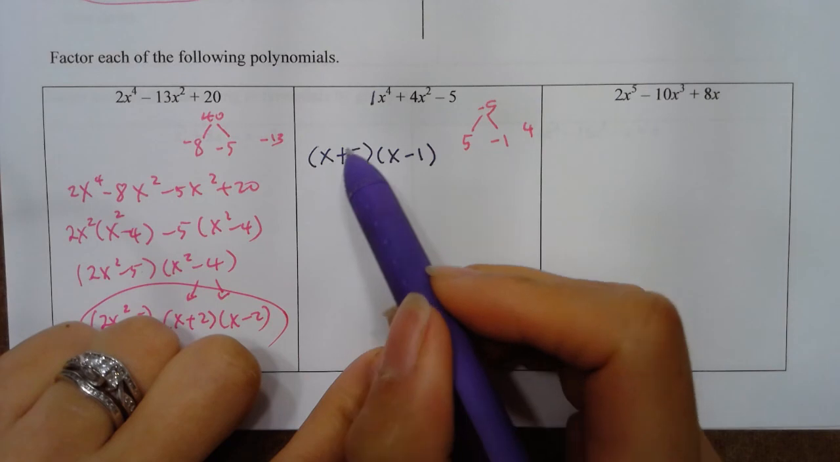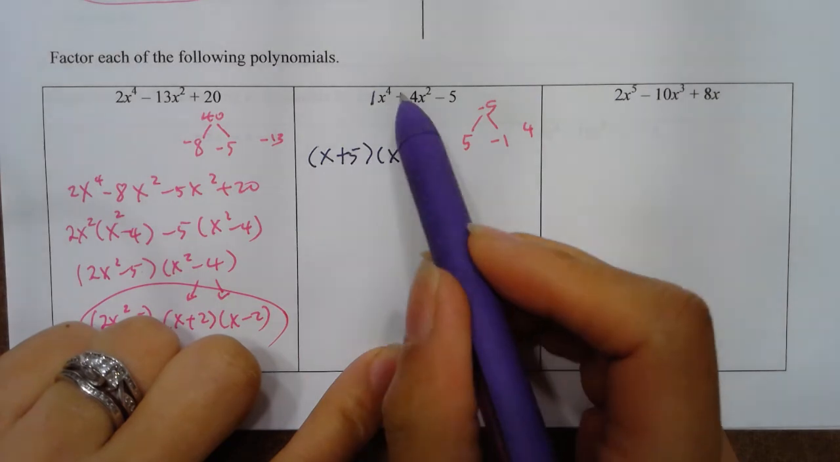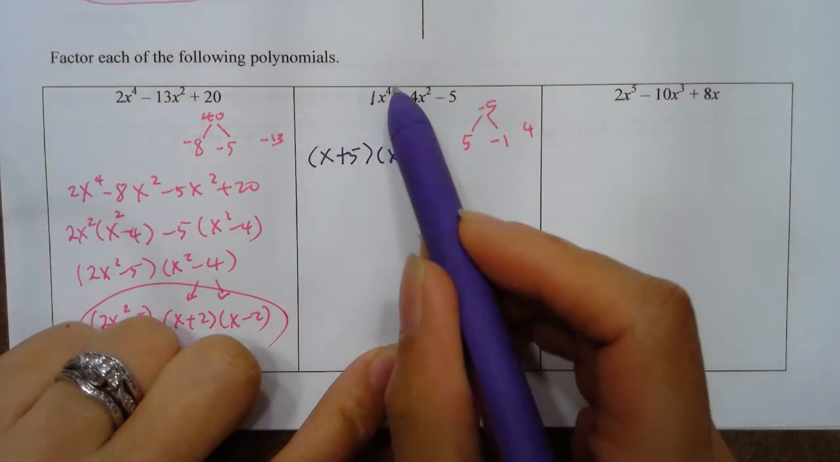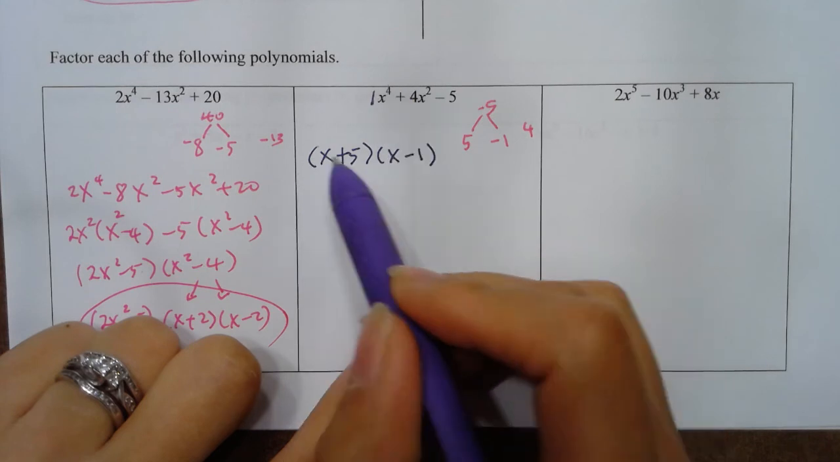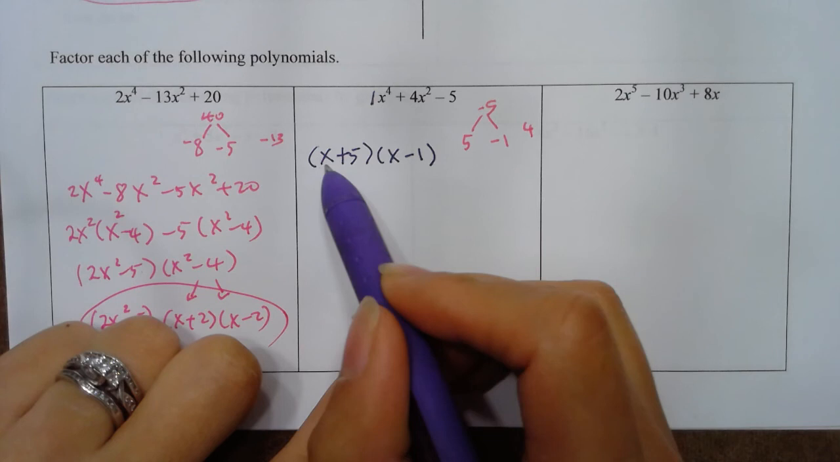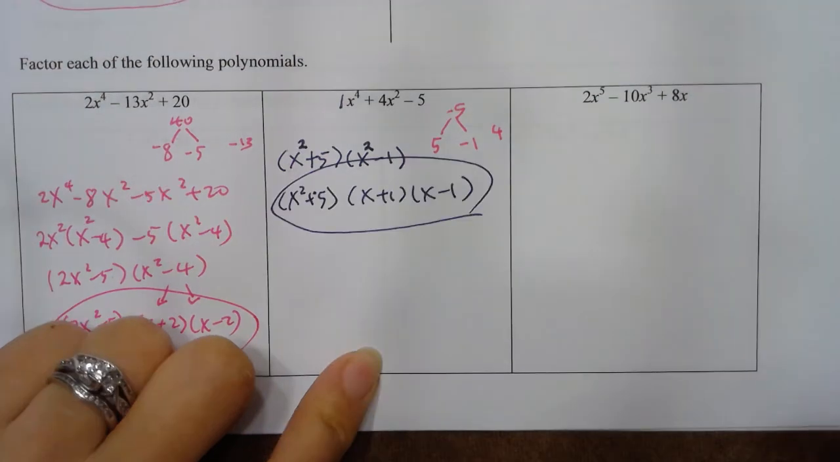Alright, last one. Greatest common factor, x. 2x to the fourth power minus 10x squared plus 8. A times C is 16, B is negative 10. Two numbers are negative 8 and negative 2. x times 2x to the fourth power minus 8x squared minus 2x squared plus 8. 2x squared times x squared minus 4 minus 2 times x squared minus 4. I'm assuming you all did it, so I'm doing it fast. 2x squared minus 2 times x squared minus 4.